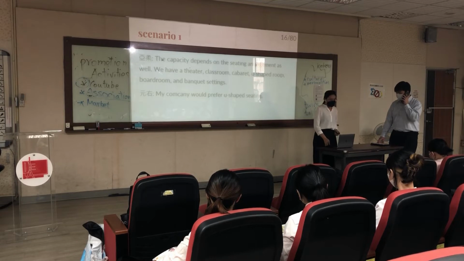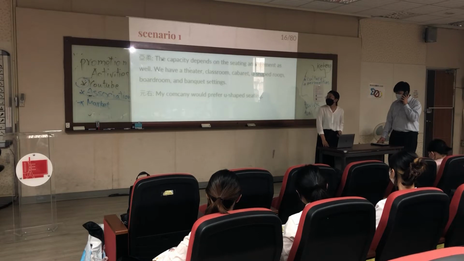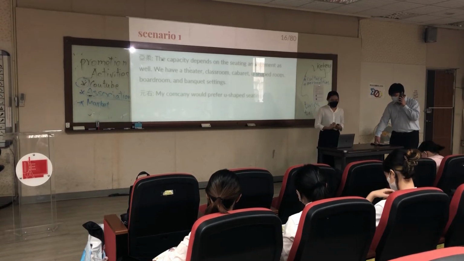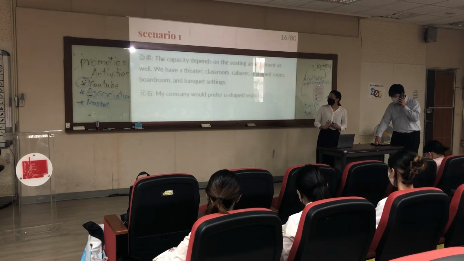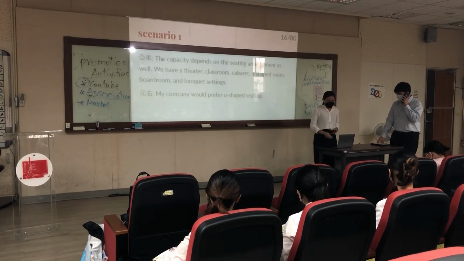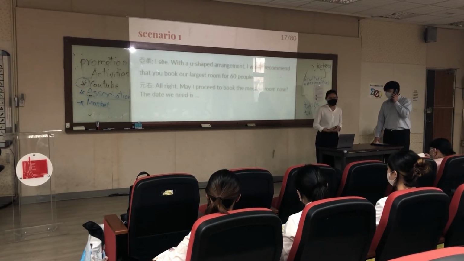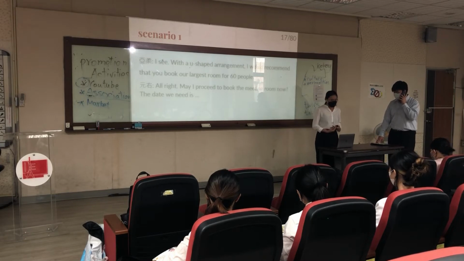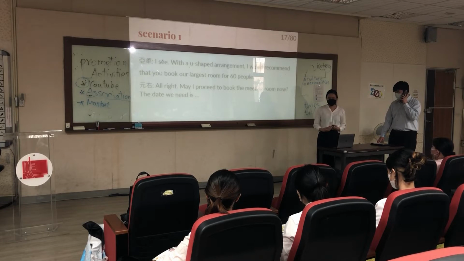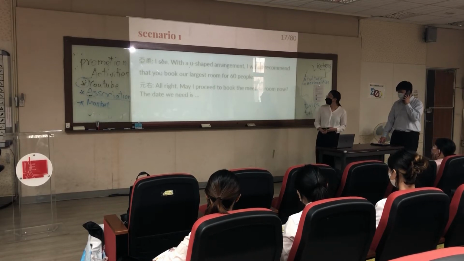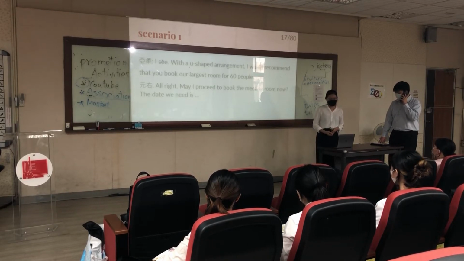The capacity depends on the seating arrangement as well. We have a theater, classroom, cabaret, U-shaped room, ballroom, and banquet setting. My company will prefer U-shaped seating. I see, with a U-shaped arrangement, I recommend that you book our biggest banquet room for 60 people.